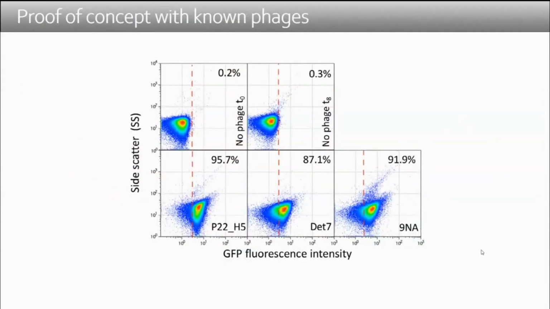So first, he did a proof of concept with known phages, such as P22, a virulent version, which is called P22H5, but also DET7 and 9NA. So what you can see is that using flow cytometry, there is a very strong enrichment of the on subpopulation in the presence of those bacteriophages.